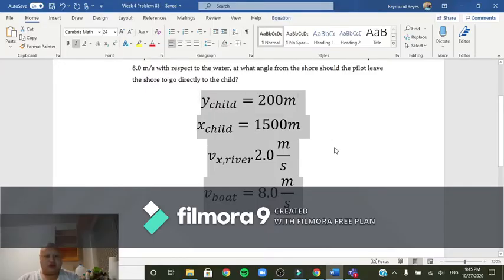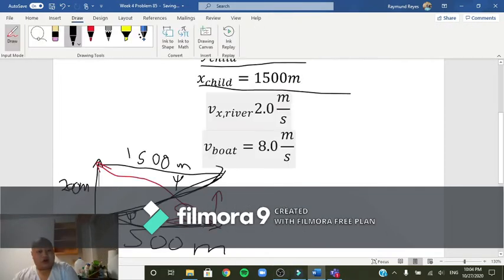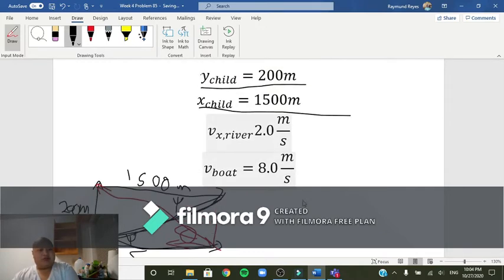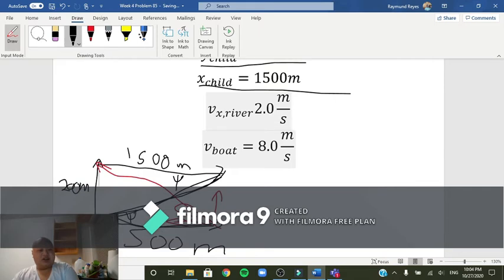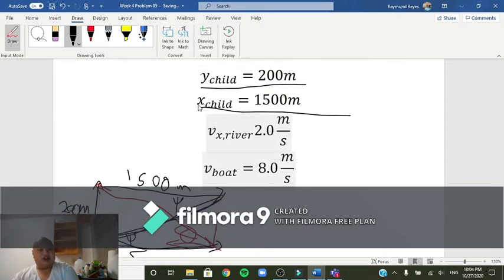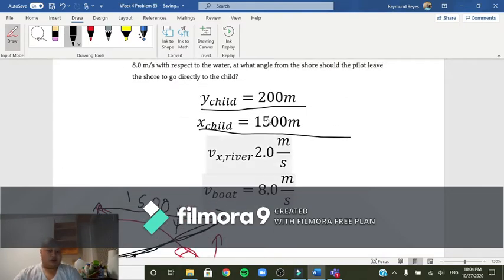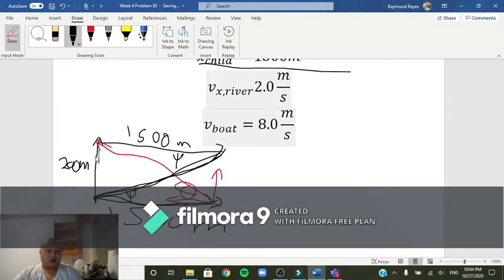So anyways, these should be your givens. The problem is asking for which angle the boat needs to go in order to save the tax burden. I mean child. It's represented here as theta. We have two distance functions: the x of the child is 1500 meters, and the y of the child is 200 meters. So as you can see, these are only legs of a triangle.